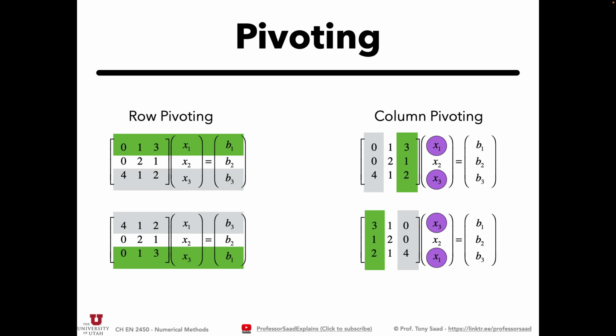3 is greater than 1 plus 0, 2 is greater than 1 plus 0, and 4 is greater than 1 plus 2. Okay? But you have to remember to swap the variables as well. So column pivoting, you have to swap the unknowns. Row pivoting, you have to swap the right-hand side. Okay? But write it in matrix form first.